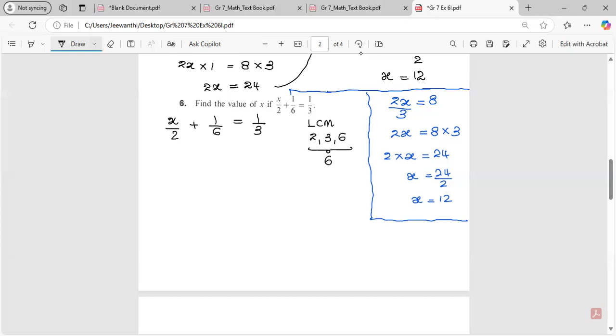After getting the LCM value, what do we do? We multiply each fraction by the LCM. Each fraction by the LCM. So 6 multiplied by x over 2 plus 6 multiplied by 1 over 6 equal to 6 multiplied by 1 over 3.